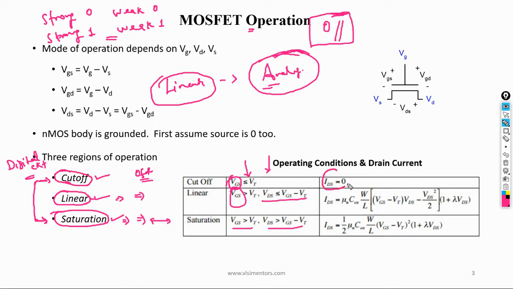And the drain current. During cutoff mode, the drain current would be zero, and in linear, the drain current would be derived based on a certain formula. In case of saturation, it is a different formula.